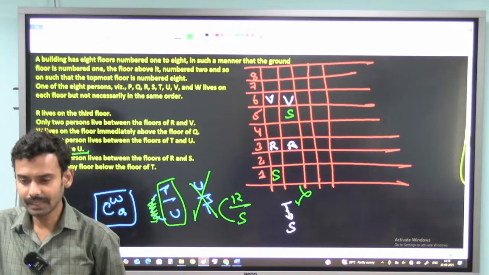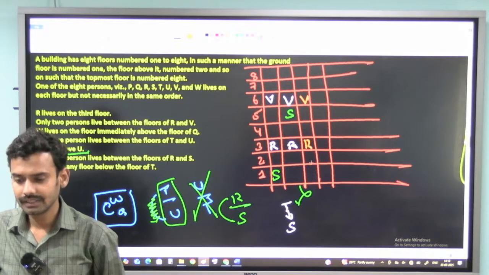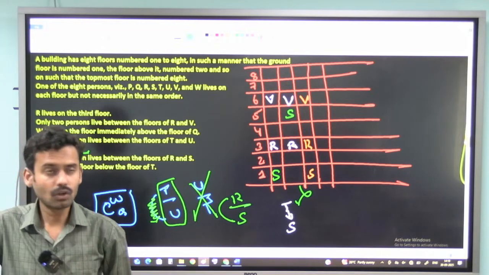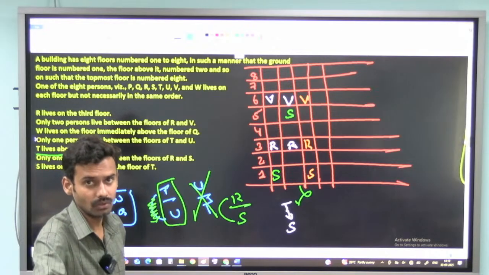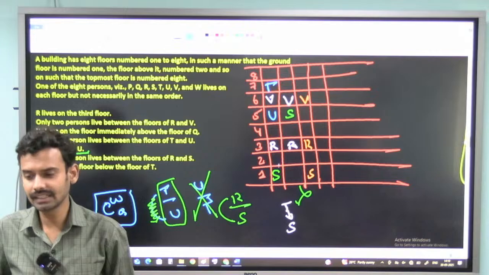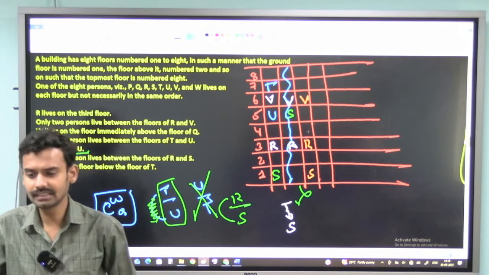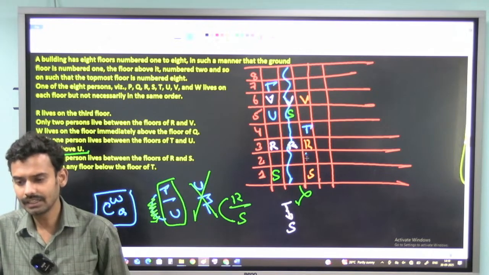Now again I am trying to make two cases. For the first case, V, R, S. As I saw before, I got two different conditions for T and U. Let me try to draw them. So T is here, U is here. This is the first condition. The second condition that I got is T is here and U is here.